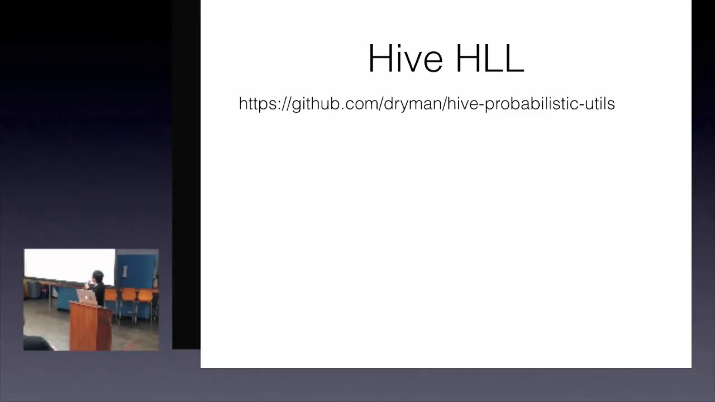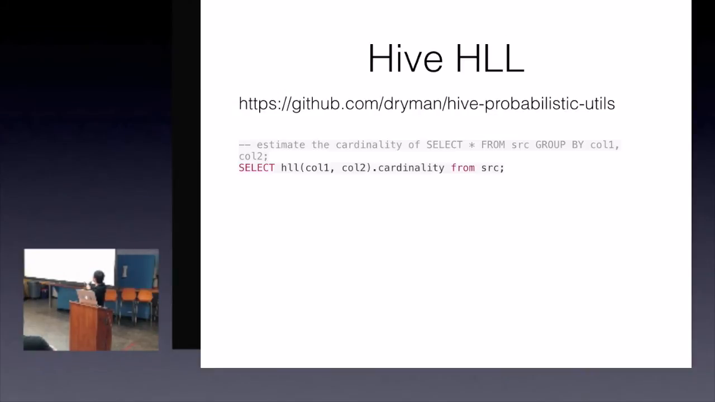which is a program that runs on Hive. For this HyperLogLog to work, you just load the function in. For example, you want to estimate the cardinality, like select whatever from source group by column 1 and column 2. You just use select column 1, column 2, and this will return a struct, and you just ask for its cardinality, and it will return the estimated cardinality.